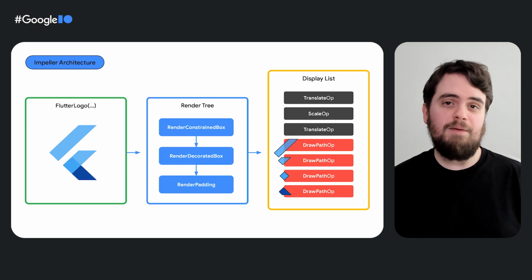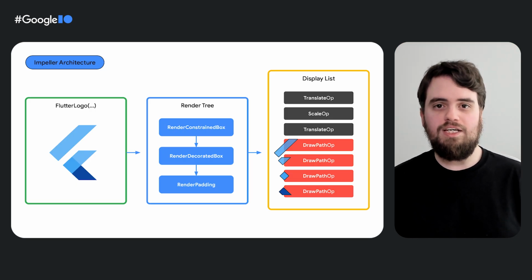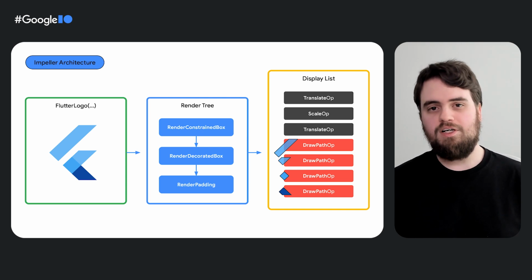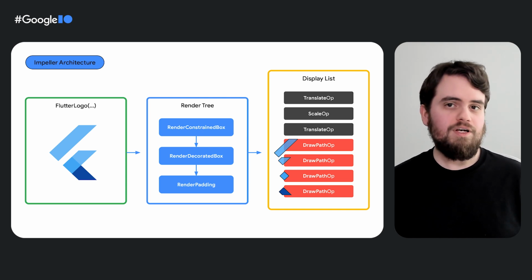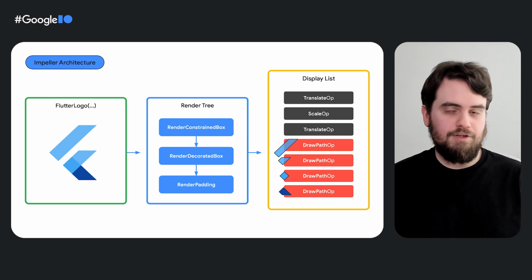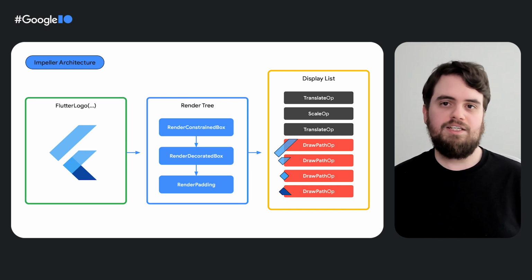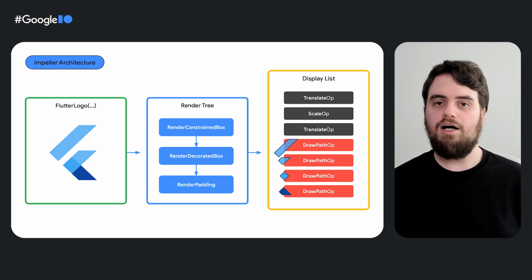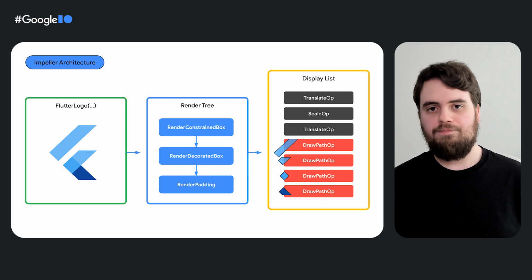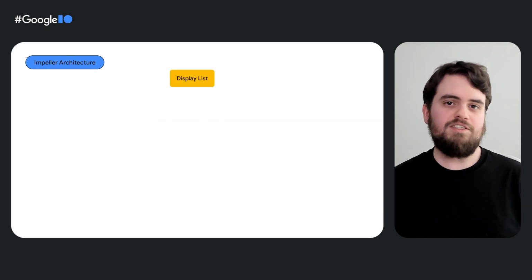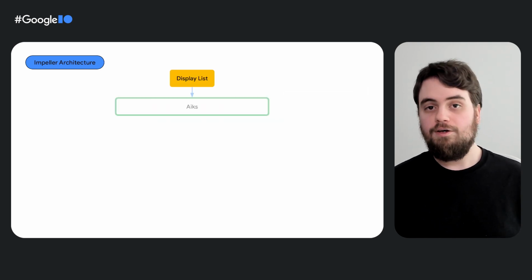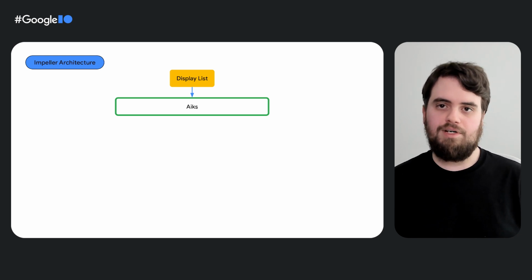Thanks, Leigha. Impeller has a layered architecture where each layer uses the one below it to accomplish its job. Before, Leigha showed an example of how the Flutter logo widget gets converted into a display list. In this example, the display list just contains a few operations to position it in the center of the screen, along with four draw path ops, one for each of the quads in the logo. So let's take this display list and draw it using Impeller. First, all of the display list operations are dispatched to something called Ikes.